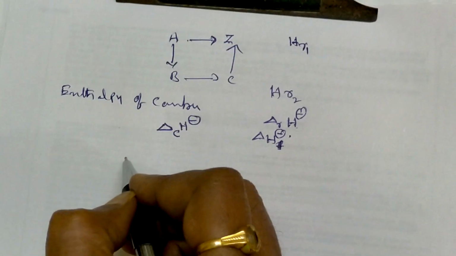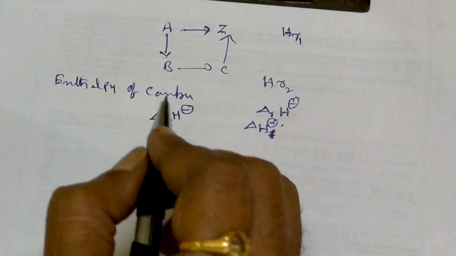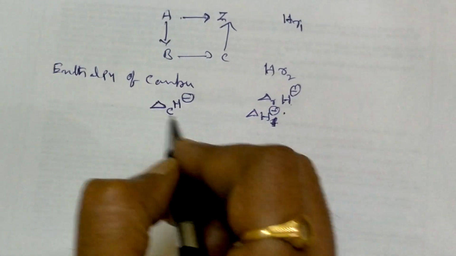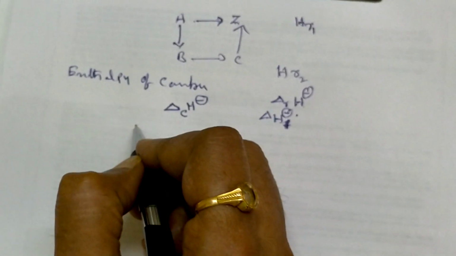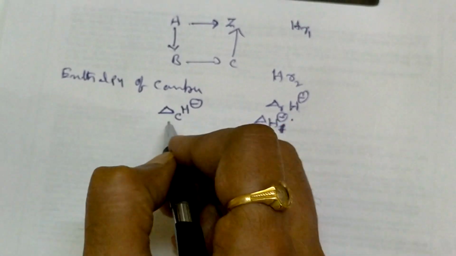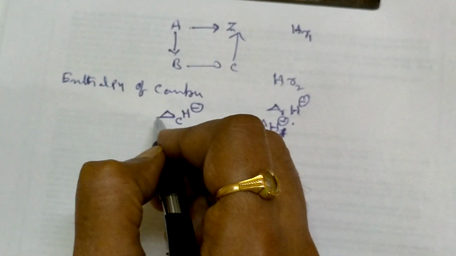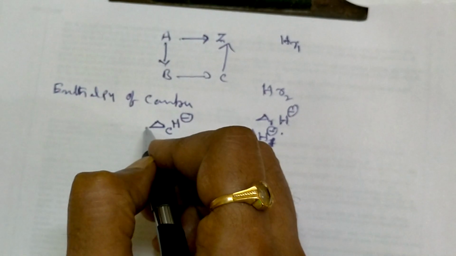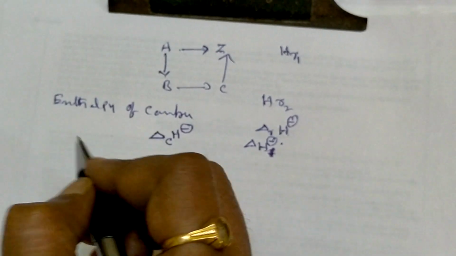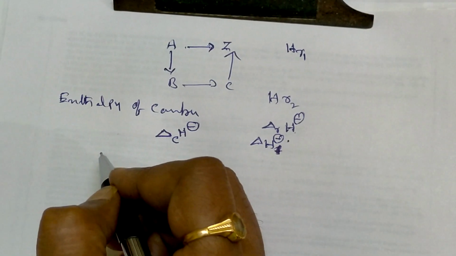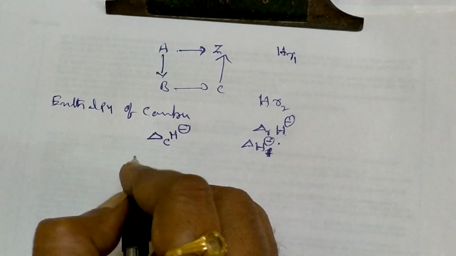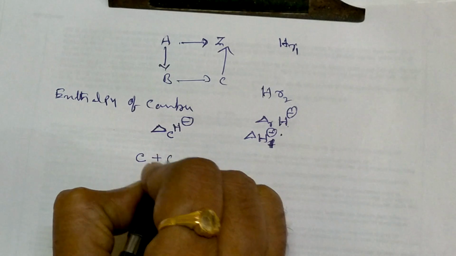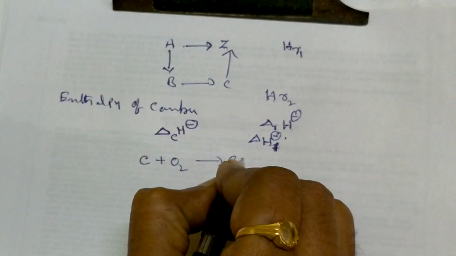How is it different? It is simple: in the products we are not worried. In the reactant it should be combustion. Combustion means it should react with oxygen. Standard enthalpy of combustion is defined as the enthalpy change per mole, again 1 mole of a substance, when it undergoes combustion with oxygen. A simple reaction is carbon plus oxygen gives CO2.